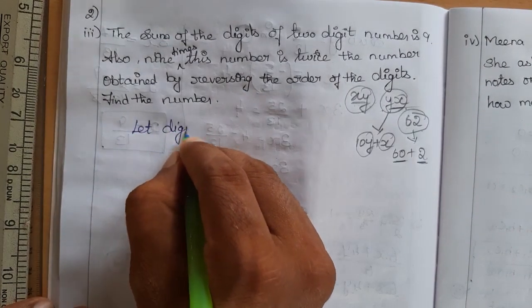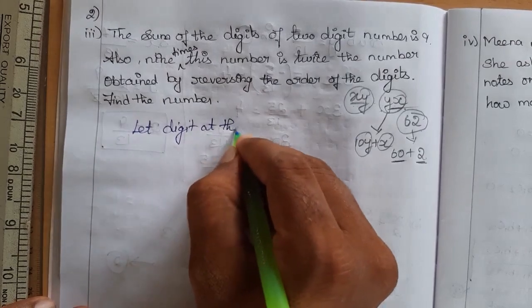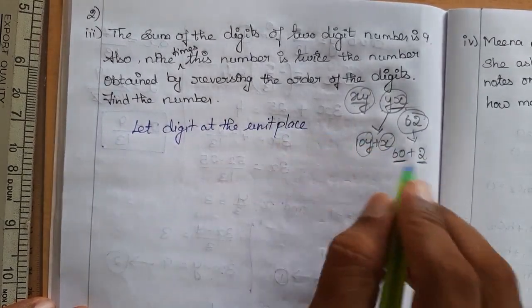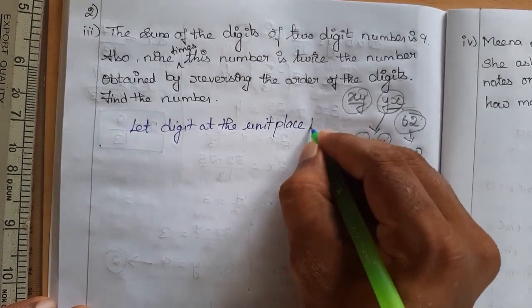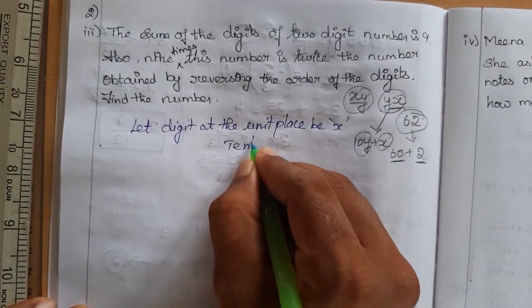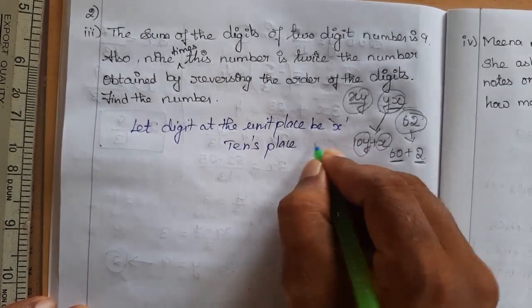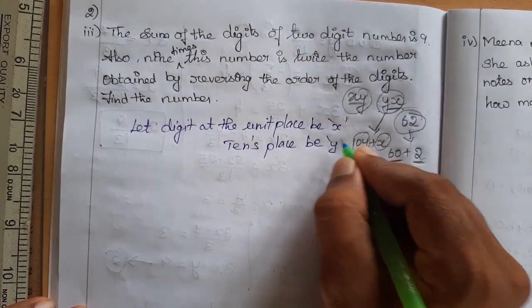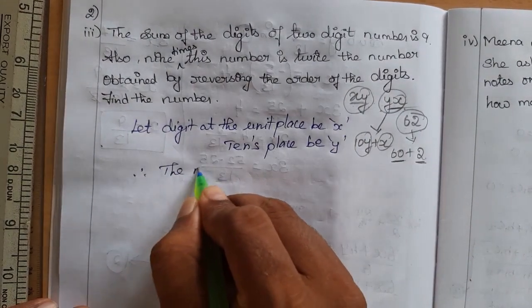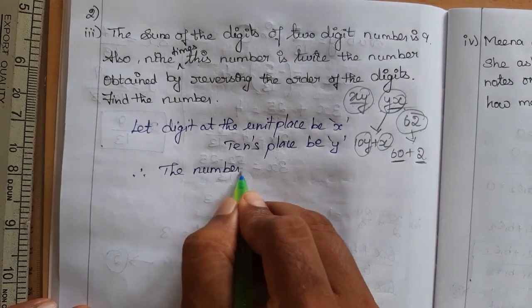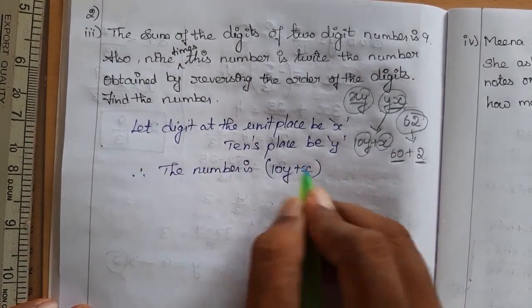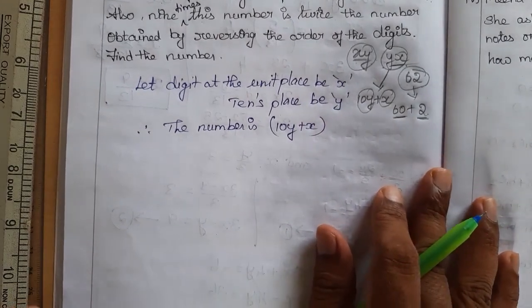So let the digit at the unit place, the unit place is the ones place, be x and the tens place be y. So the number is 10y plus x. This is the number. Now we are going to solve.